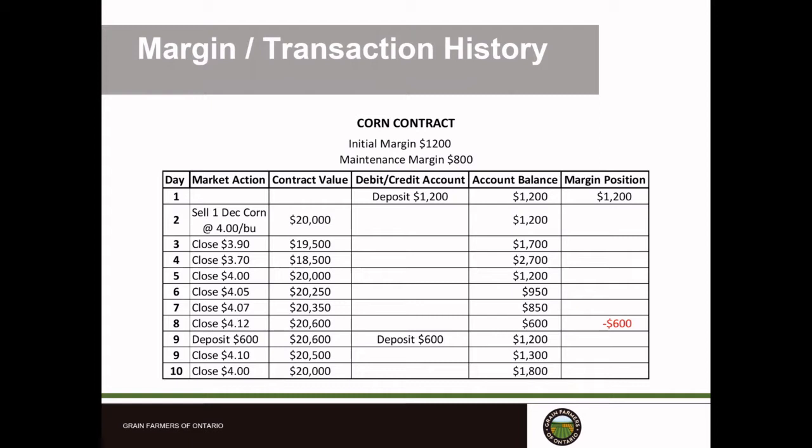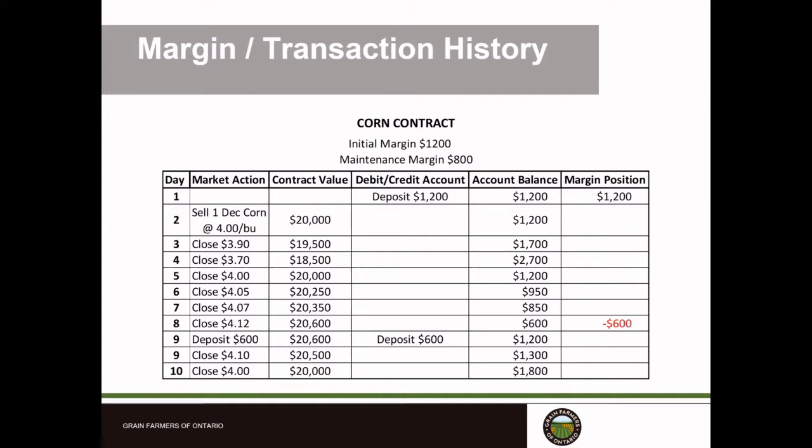Make sense? All right. Day 9, corn drops back to $4.10. Now to buy back my contract, I could buy it back for $20,500. So now that means I've gained $100. And if I move over to my account balance, you can see there, we have now $1,300 in my account. The 1,200, right? Plus the 600 is 1,800, less the 500 that I'm losing on paper.